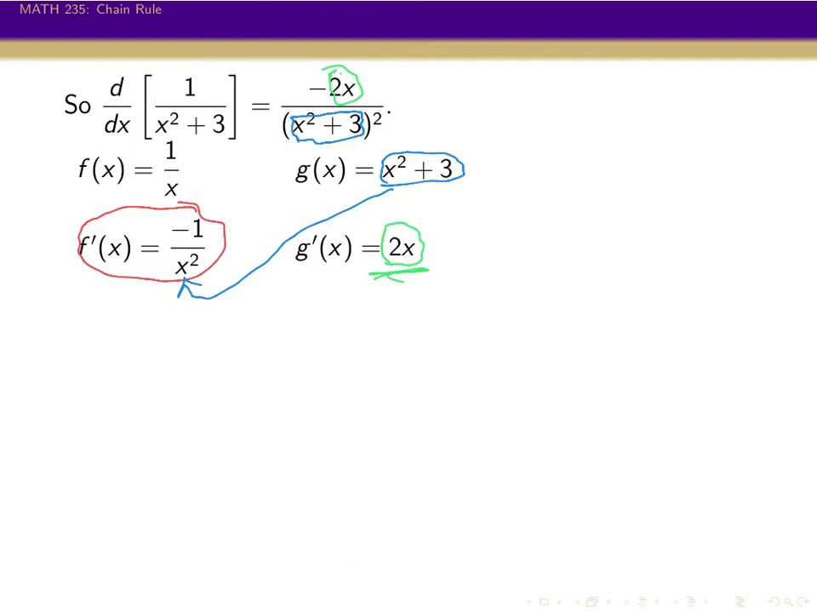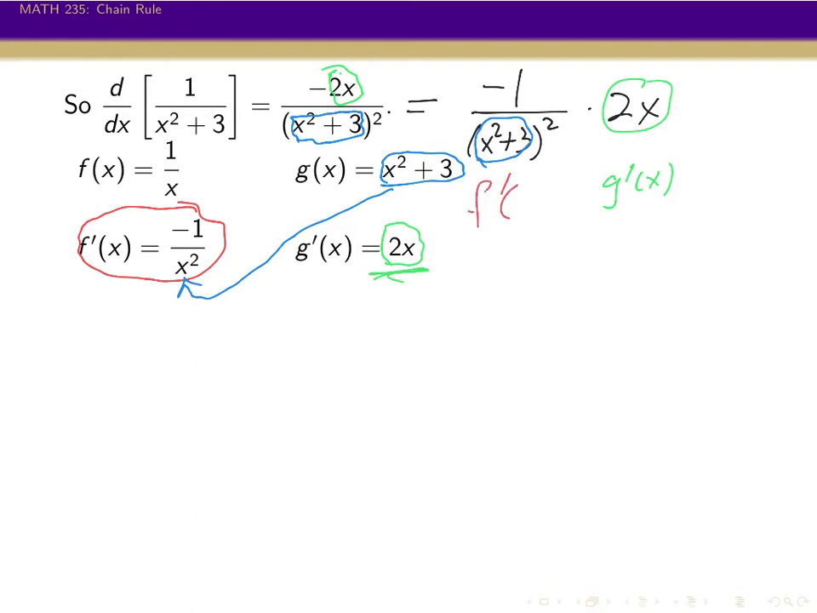So what I'm saying is we can think about this as being minus 1 over (x squared plus 3) quantity squared, then getting multiplied by 2x. And so this is g prime of x, and then this term right here, there's g of x right there, and it's getting plugged into f prime. And so this is f prime with g of x plugged into it. Okay.